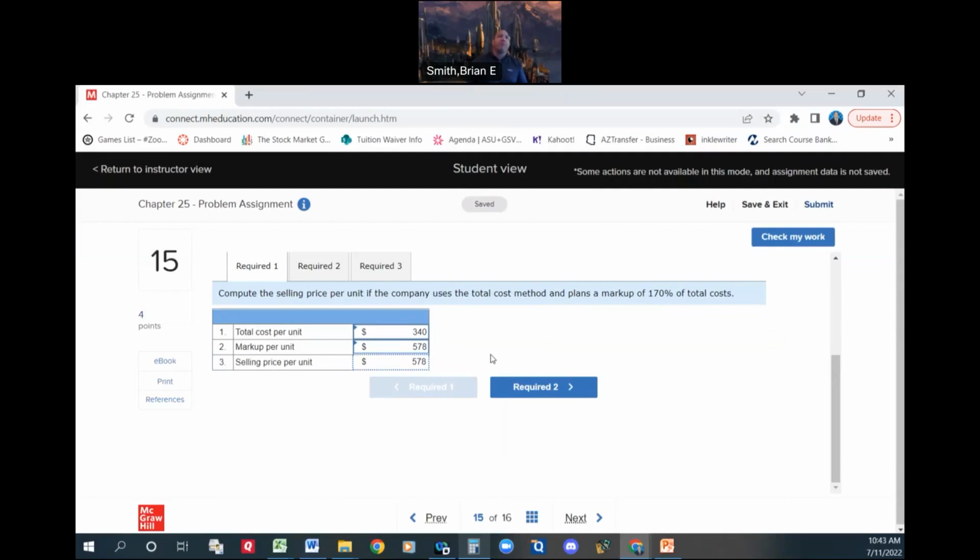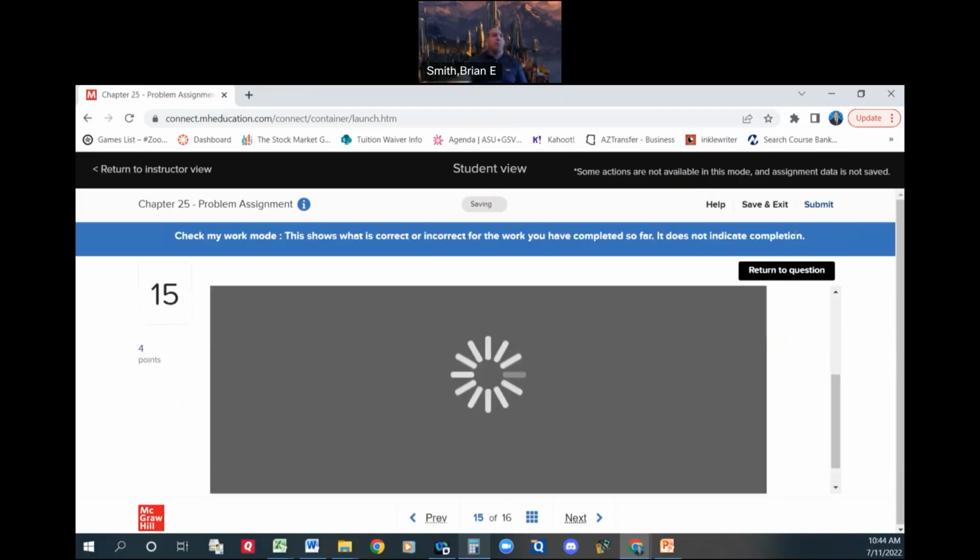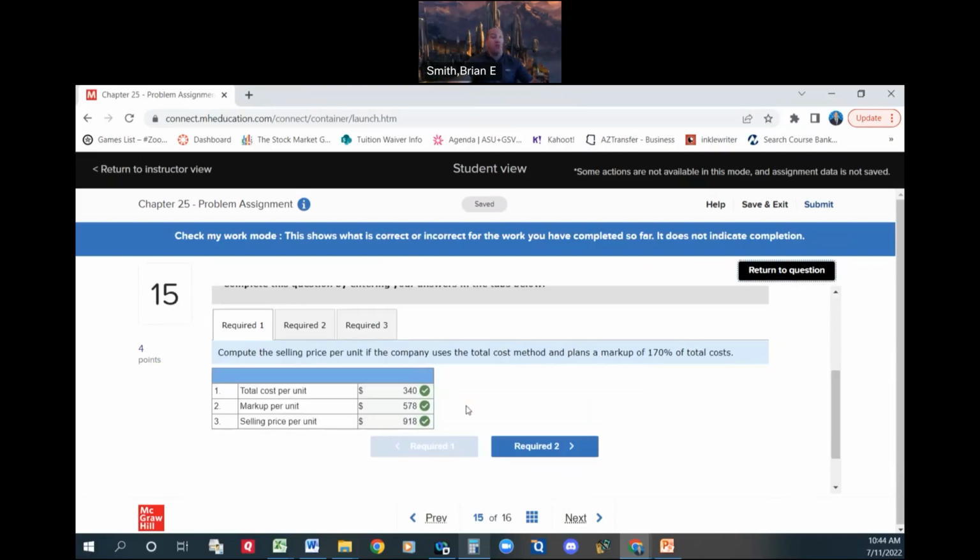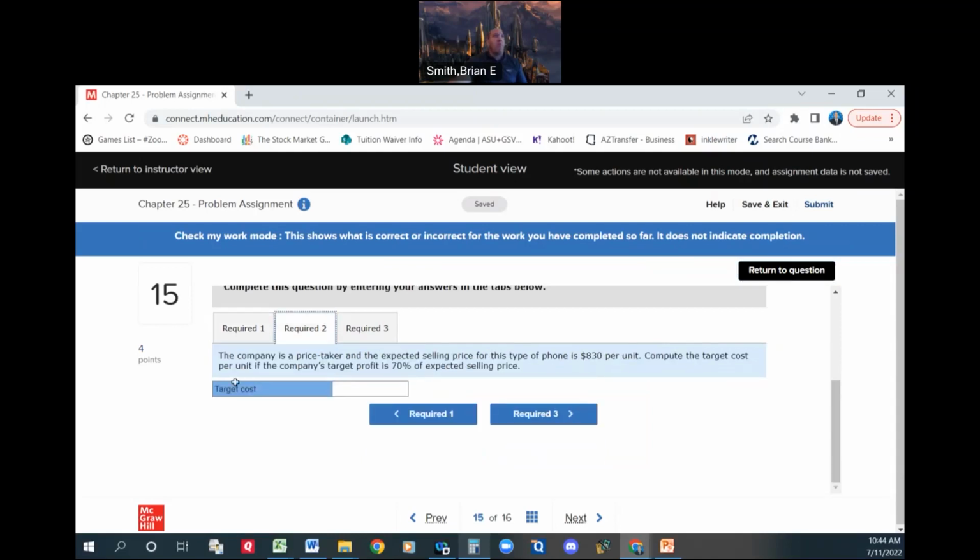So what we need to do is the markup itself is going to be 578, and 918. So when I calculated the 170% markup, it means the markup is going to be 170% of this total cost. So that's the amount of the markup, not the selling price. And this is correct. This is what I should have done. So 340 times 1.7 is going to get you 578. That 578 is a total markup. And then you add the two together to get selling price. So I did that wrong.